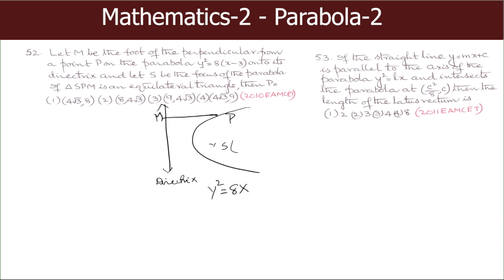When you translate the axis to the point 3 comma 0, the focus is 2, 0, and when you go back, you have to add the 3, 0. So 5, 0 is the focus of the given parabola. Focus S. A triangle SPM is an equilateral triangle.